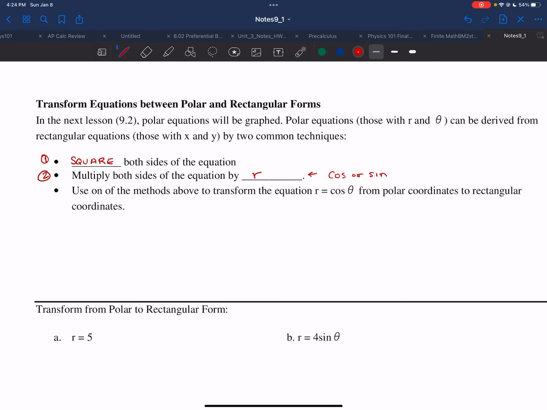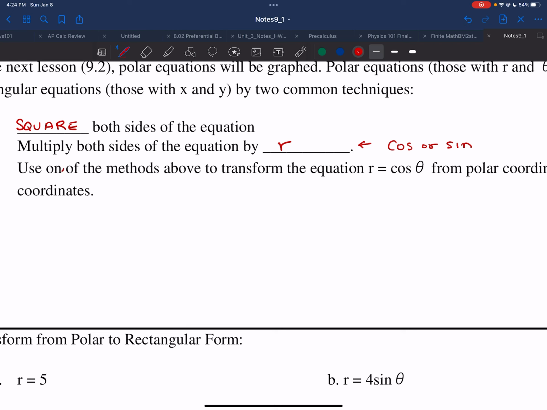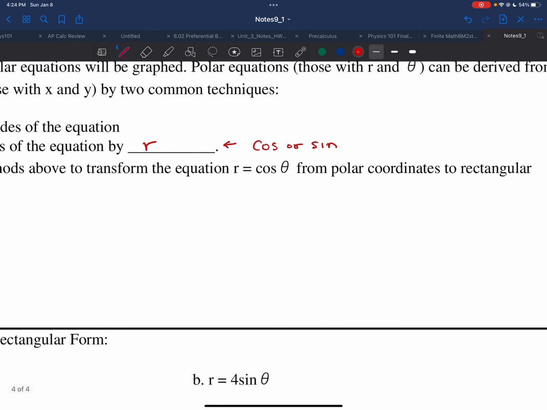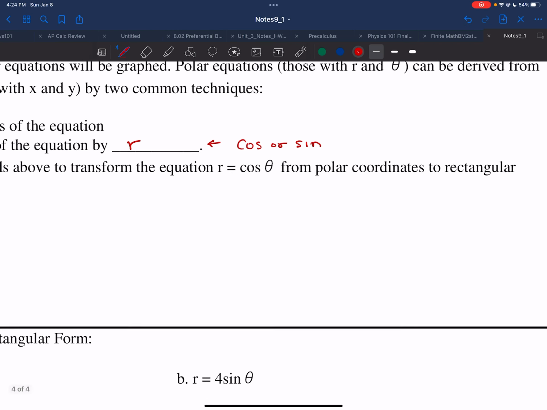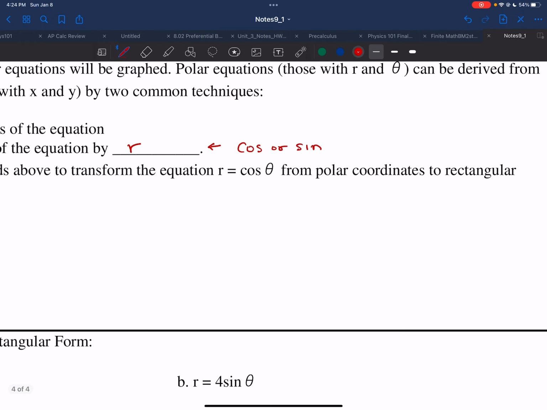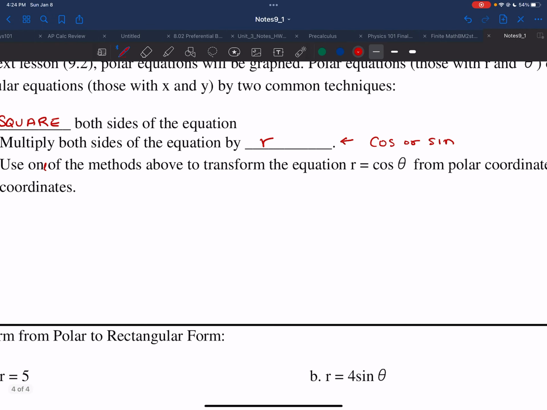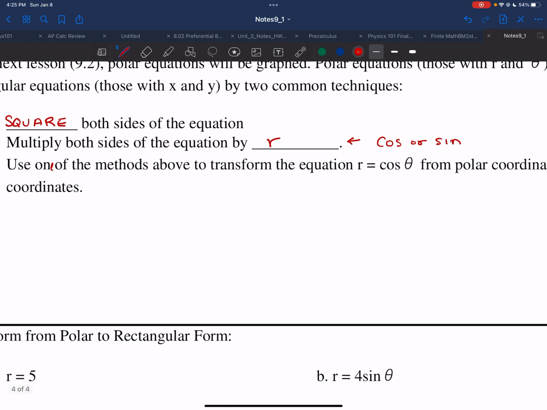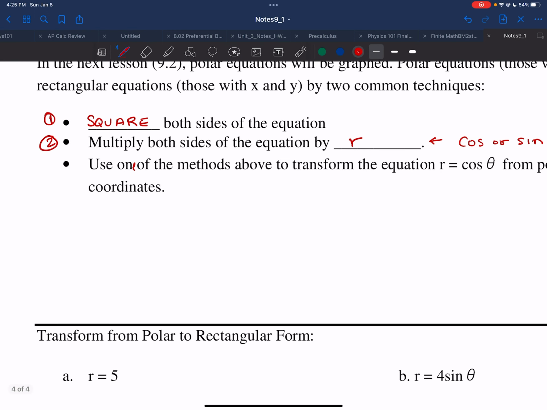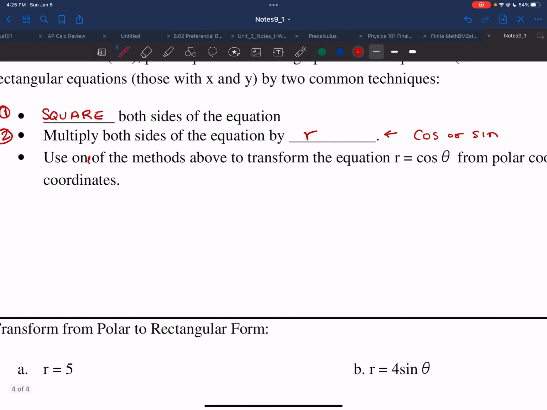All right. Use one of these methods above to transform the equation r equals cosine theta from polar coordinates to rectangular coordinates. Okay, so let's go ahead and try the second method first. Like I said, that's usually the way that I like to go. So r equals cosine theta. So I'm going to multiply both sides by r. So I'm going to have r squared on this side equals r cosine theta.